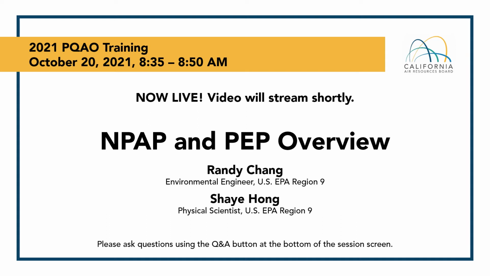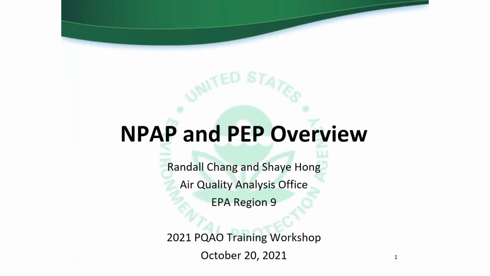This next session is a two-part presentation, NPAP and PEP Overview, presented by Randy Chang and Shay Hong of US EPA Region 9. Hi, we're Randy and Shay from EPA Region 9's Air Quality Analysis Office, and today we'll be giving an overview of the National Performance Audit Programs and Performance Evaluation Programs, or NPAP and PEP.